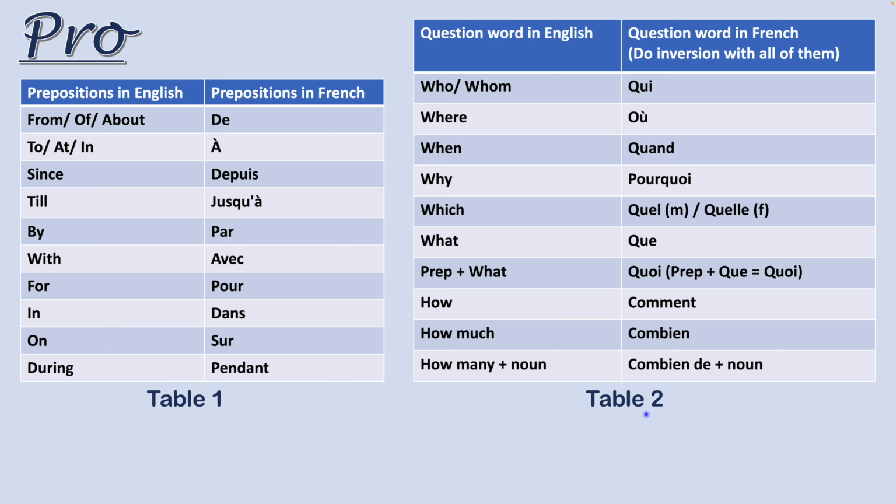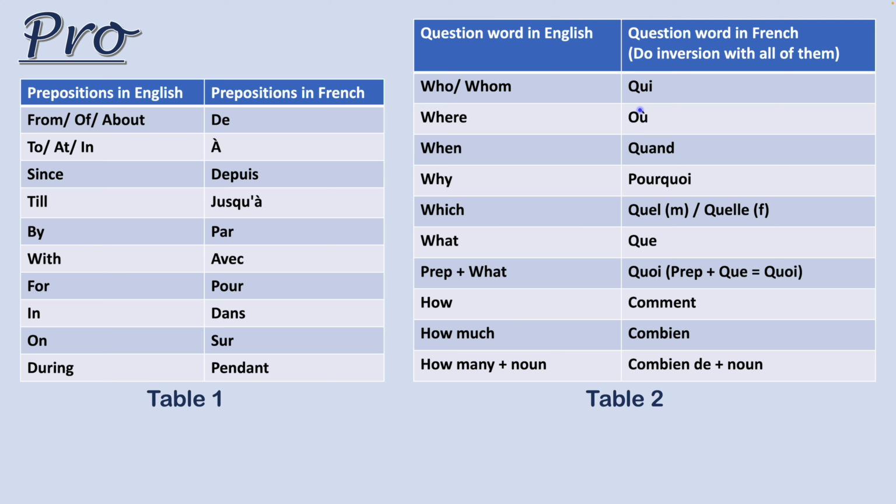Table 2 is question words. Remember, whenever you use question words, these are known as special question words. Whenever you use these special question words, you have to do inversion with them. You can only use these question words when you have done the inversion in your sentence. So this is a very important rule. Then only you can use these special question words. So who or whom is qui. You say, whom are you talking to? So you have to use the question word qui. Where is où. Where are you going? So you have to use the word où.